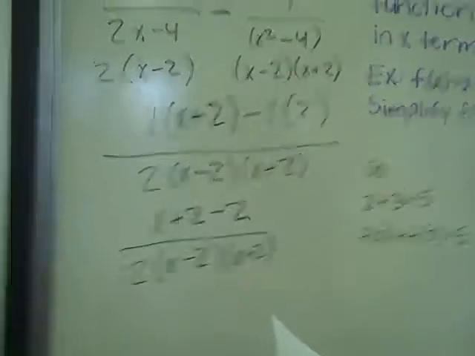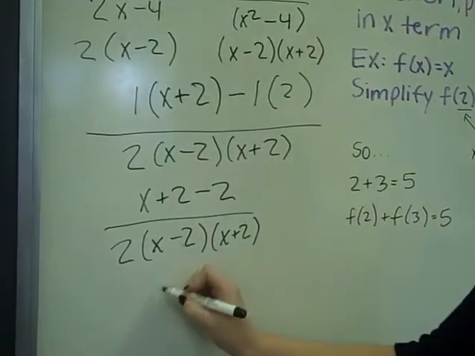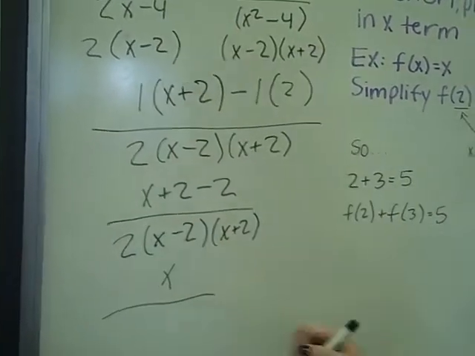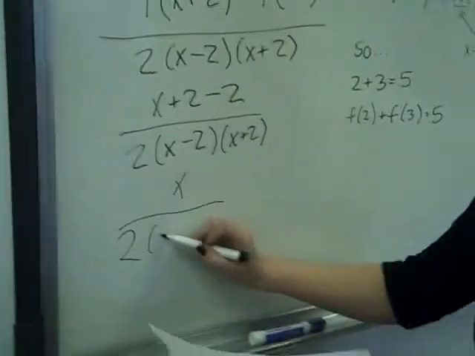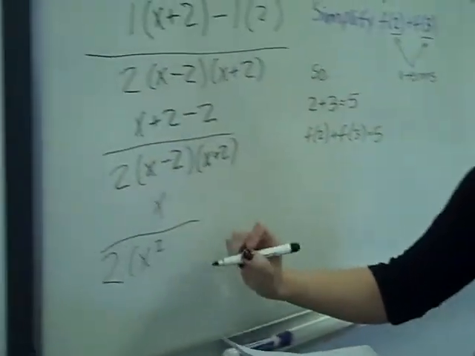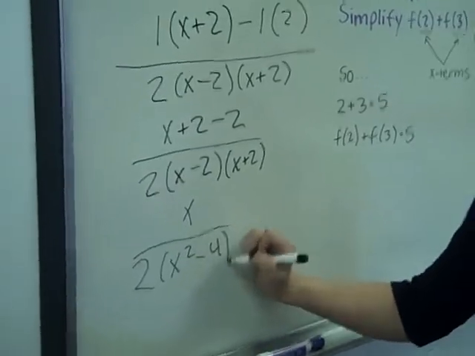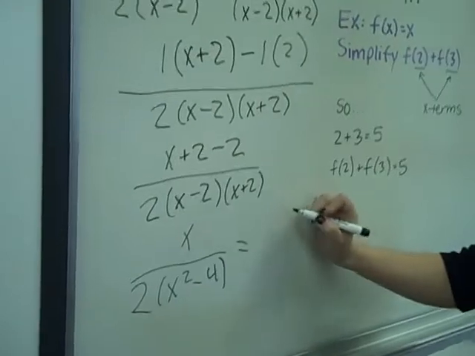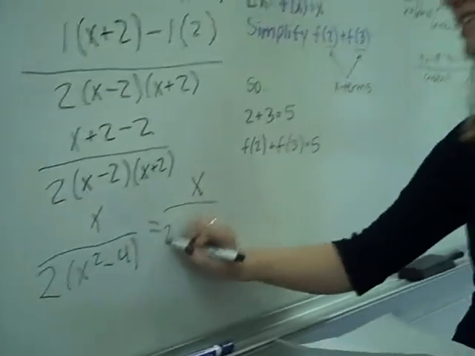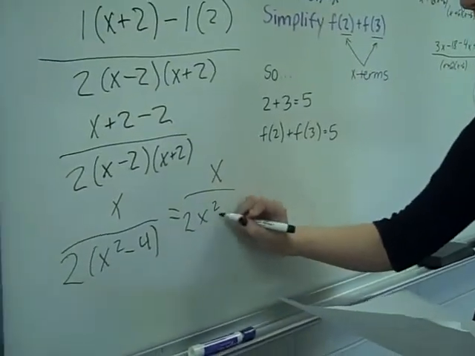And then what you're going to be left with is x over, and then you're going to FOIL this out, so it's going to be 2 times x squared minus 4, because of the difference of squares, which is equal to x over 2x squared minus 8.